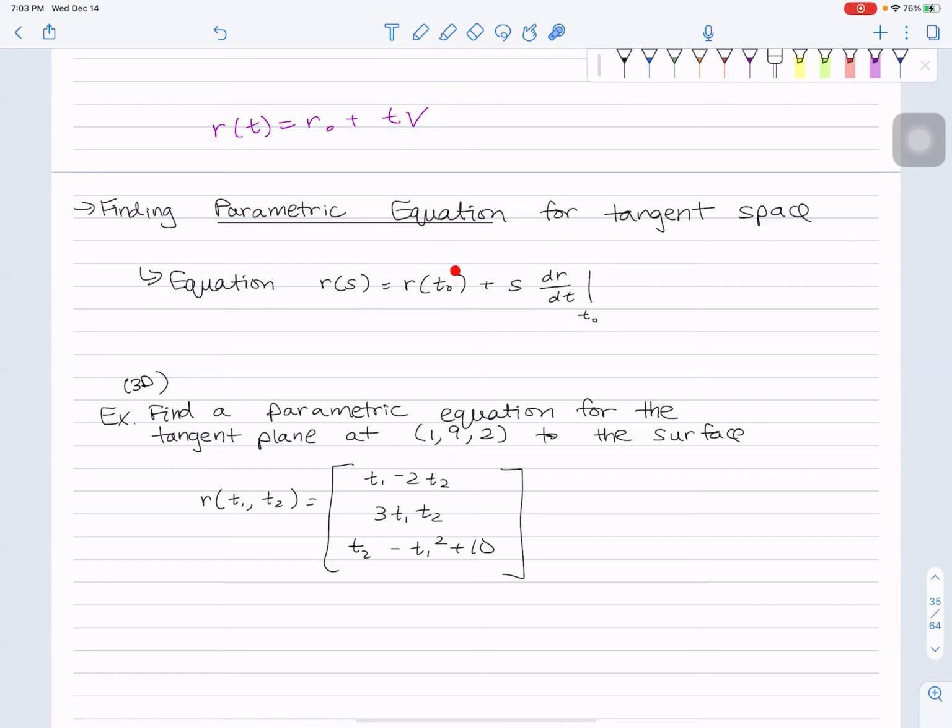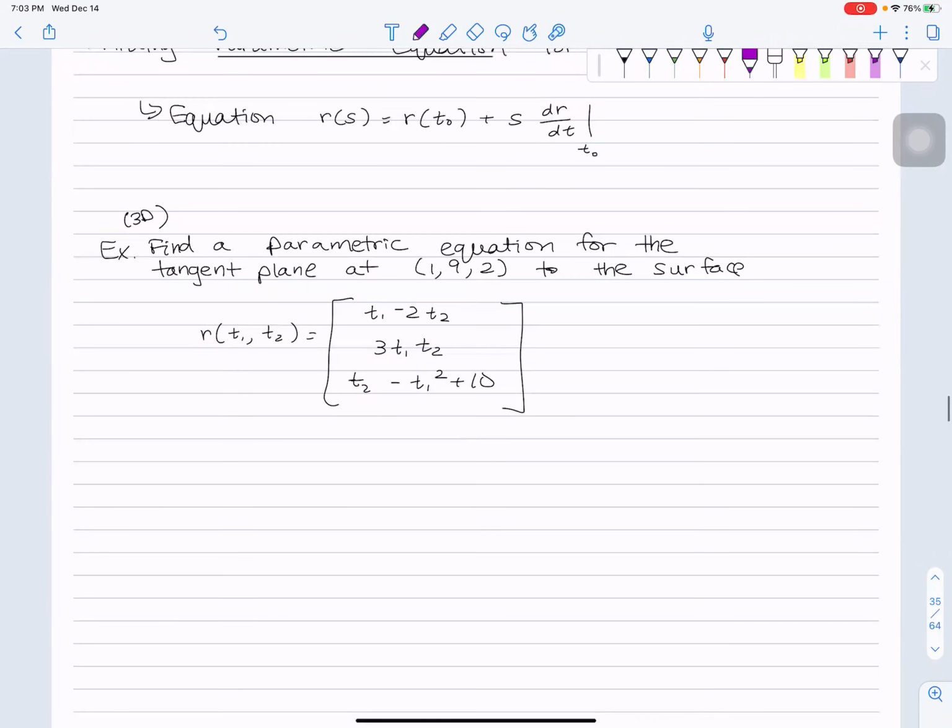So for example, yeah, let's do this. I think this is an important example. We want to find the parametric equation for a tangent plane at this point to this surface given by this. First, what does my formula say? I want my position at some original point. My original point is 1, 9, 2.